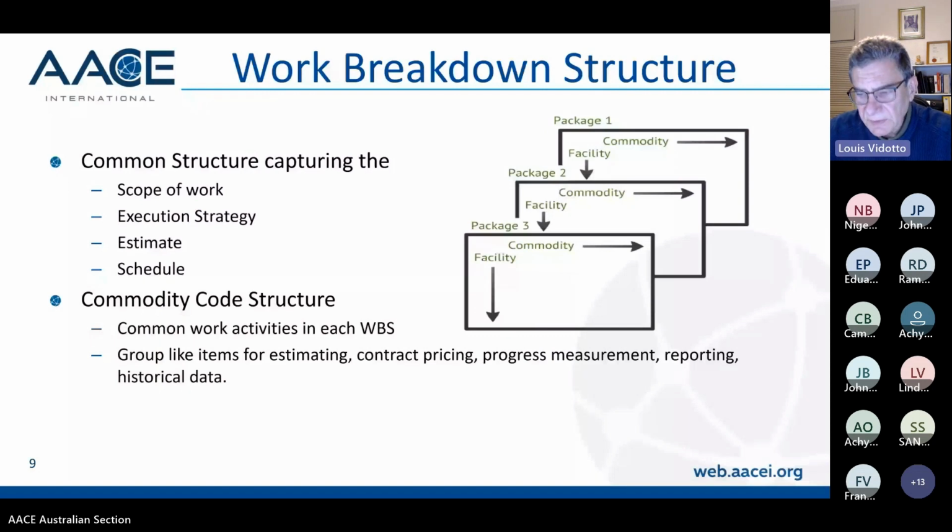Commodity code structure. Certainly it's common work activities in each WBS. And also commodity code structures are the discipline work that you need to do to build each of the facilities, and includes obviously earthworks and concrete and steel and cable and equipment and mechanical bulks, etc. The work breakdown structure also groups like items for estimating, contract pricing, progress measurement, reporting, and eventually historical data.